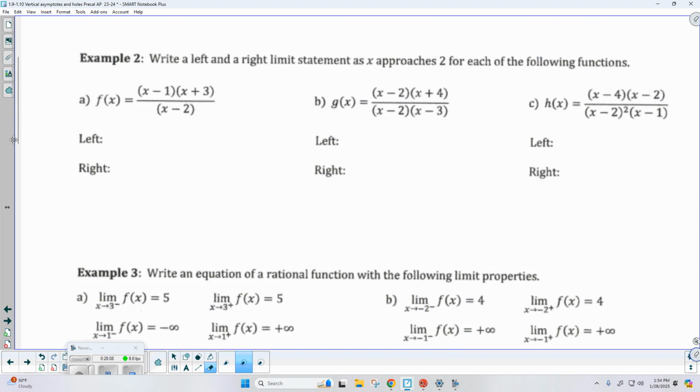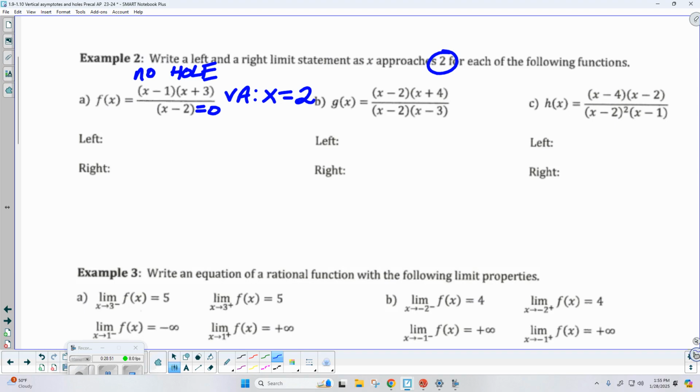Okay, 2a. It says write a left and a right limit statement as x approaches 2 for each of the following functions. Okay, so I got x minus 1 times x plus 3 divided by x minus 2. Now, it wants me to focus specifically on 2, whether it's part of a hole or a vertical asymptote. Okay, so for this one, is there a hole? No hole. Nothing cancels. So that means I'm going to focus on the denominator. I'm going to go ahead and set it equal to 0. That means I've got a vertical asymptote at x equals 2. Is everybody okay with that?